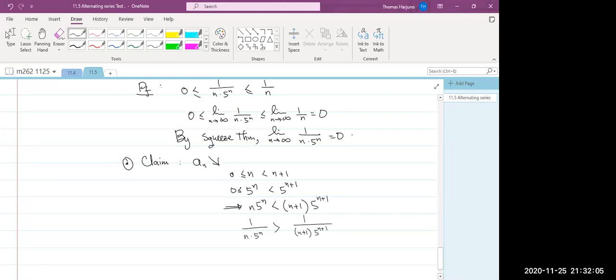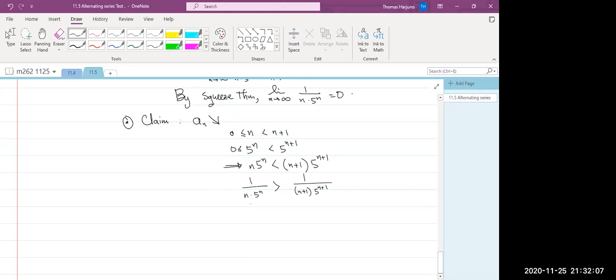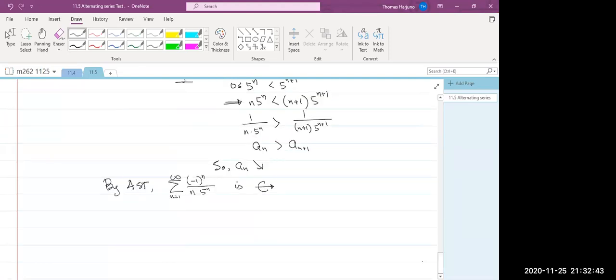Now, I don't really want to resort to the derivative all the time. So a sub n is decreasing, and by the alternating series test, the series converges. Okay, now next, part B.